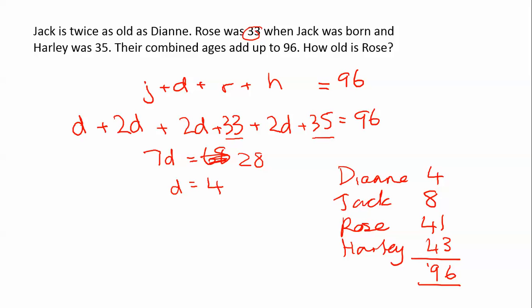So what I do have is I have an equation here that describes it, and I have the answer, which I'm writing as words, is Rose is 41, because that's what the question was asking me. And there you go, that's the end of it.